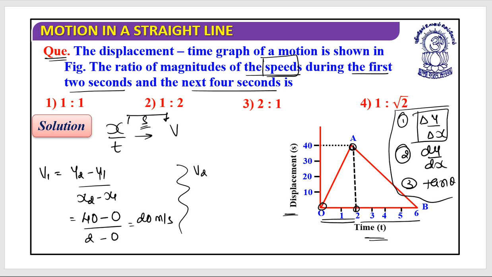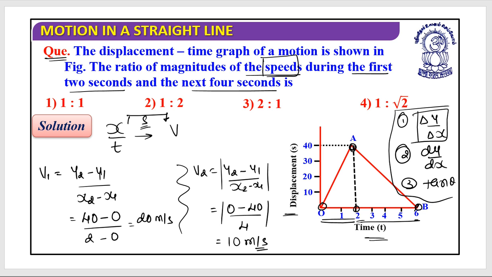Now let's say v2, again the same thing: y2 minus y1 divided by x2 minus x1, but you will do this in modulus because you need only the positive value. So let's say this is 0 and this is 40. So this would be 0 minus 40 divided by x2 minus x1. This is 6, this is 2. So this would be 4. This would be 10 meter per second.